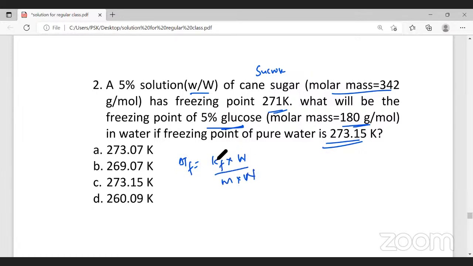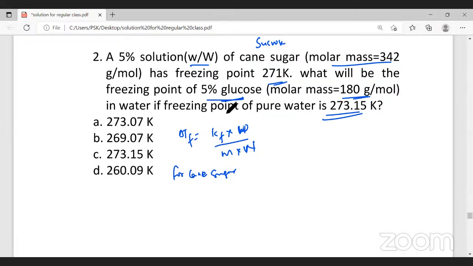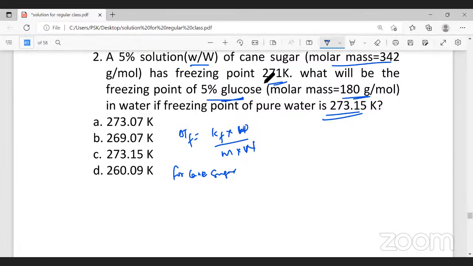Now, we should remember delta TF is given by the formula KF into w by M into capital W. We just now learned the formula. KF is the molar depression constant. Small w is the weight of the solute. M is the molecular mass of the solute, and capital W is the weight of solvent. For cane sugar, what is delta TF? They have not given delta TF. They have given it freezes at 271 Kelvin.